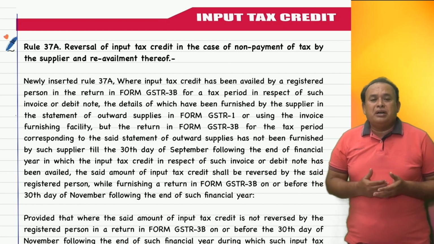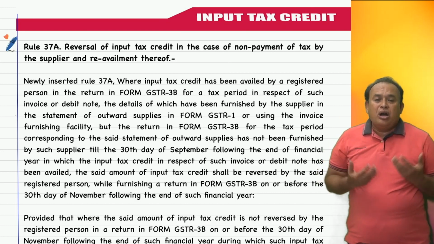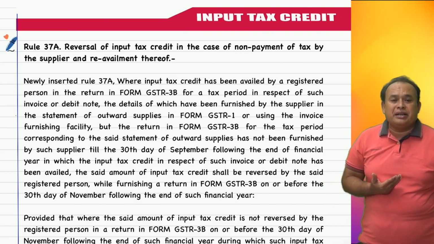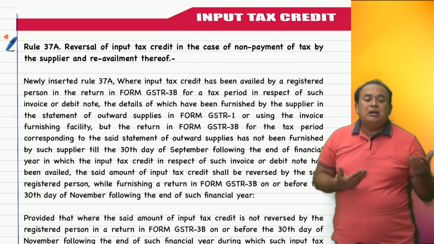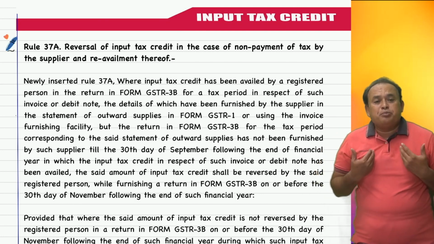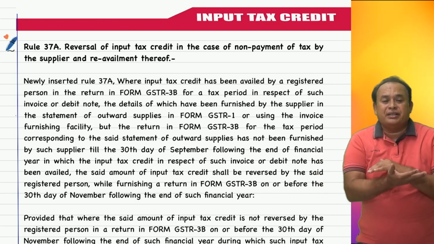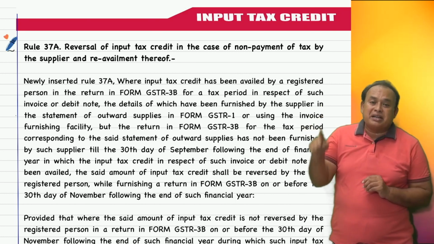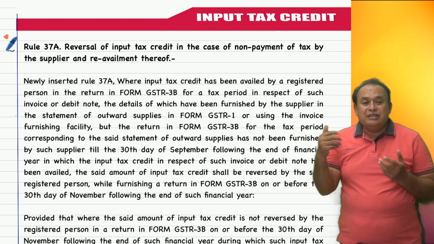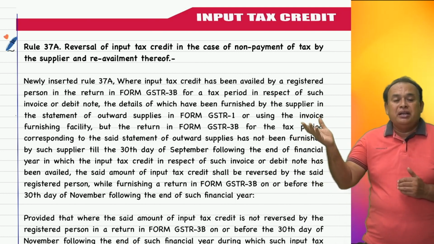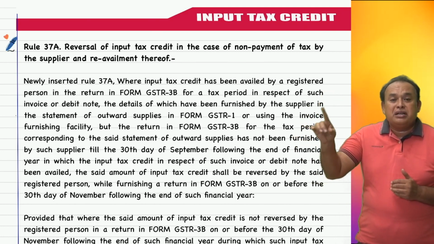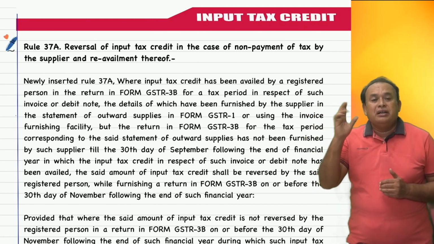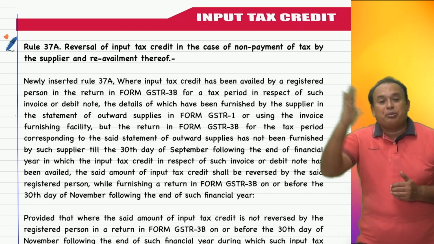For the month of September, this recipient who has the eligible credit utilizes it while furnishing the GSTR 3B return by 20th of the following month. While furnishing the GSTR 3B return, this recipient utilizes the input tax credit. But that supplier, who furnished the GSTR 1 return by showing my inward supply as his outward supply, did not furnish the GSTR 3B return, thereby not paying the tax to the department.